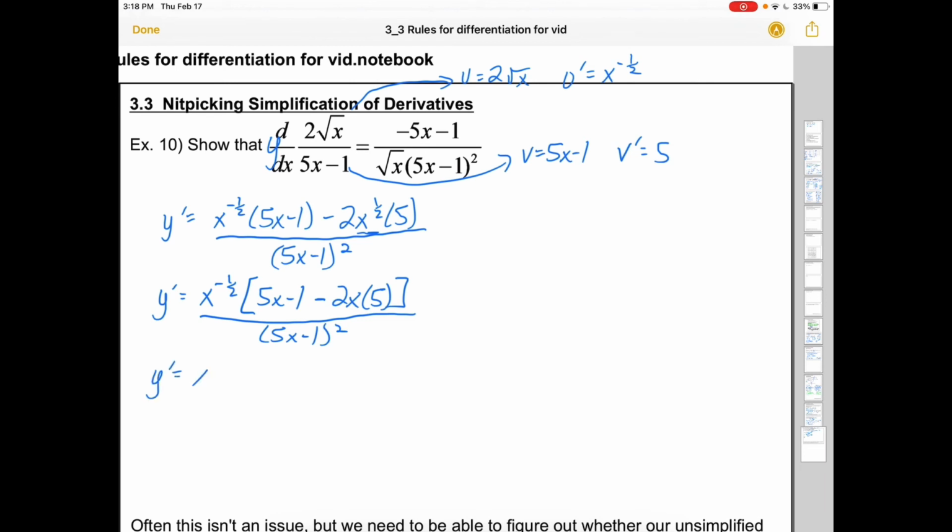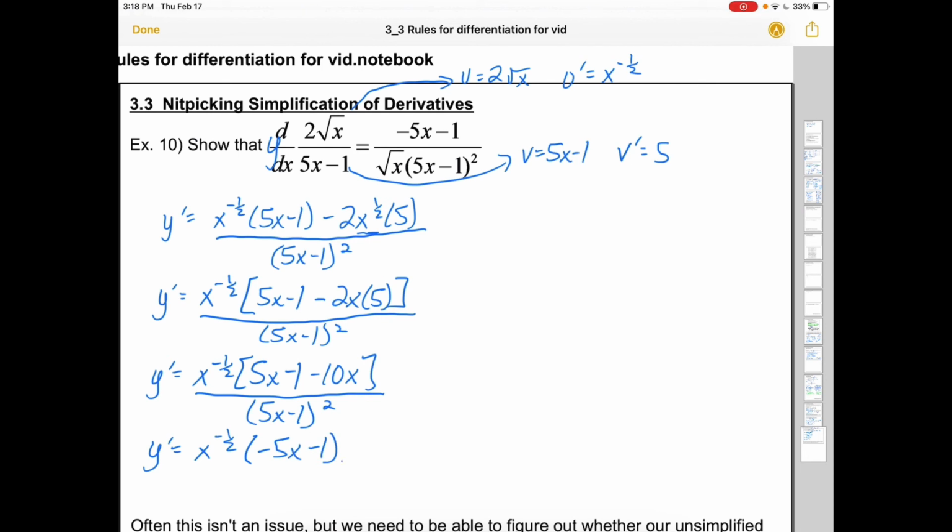I can leave that x to the minus a half out here. In the brackets, I have 5x minus 1 minus 10x all over 5x minus 1 all squared. Or I have this, x to the negative a half by negative 5x minus 1. And that'll be 5x minus 1 all squared on the bottom. That's almost there, but I really hate that x to the negative a half. Since it's factored out, though, you can do stuff safely. You can cancel if you had stuff to cancel out, but you can also just move.